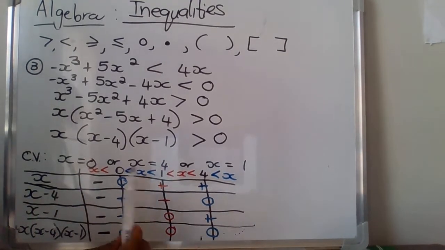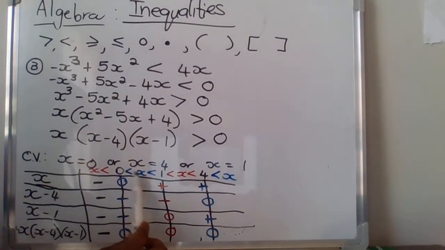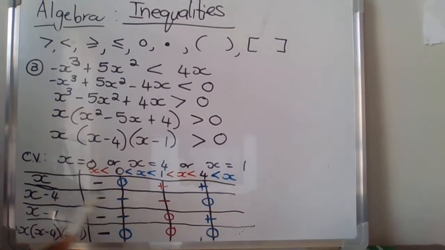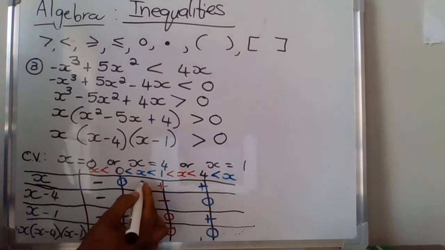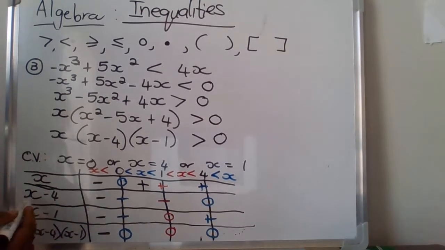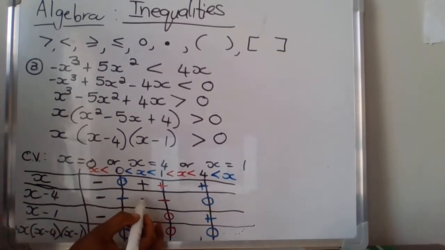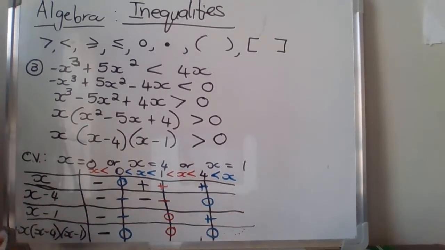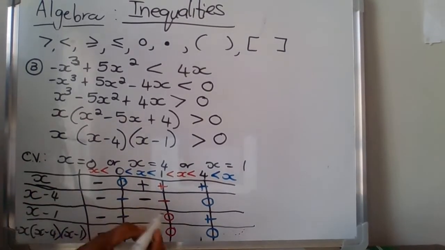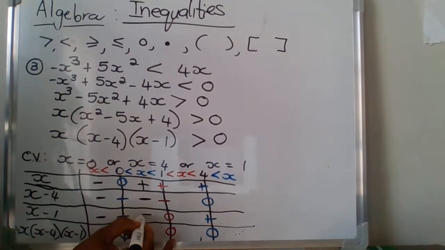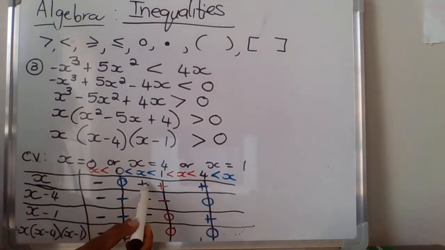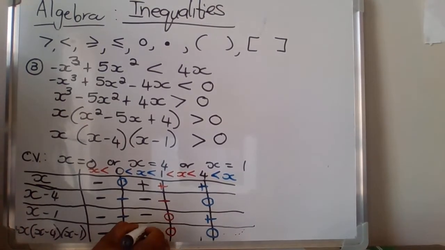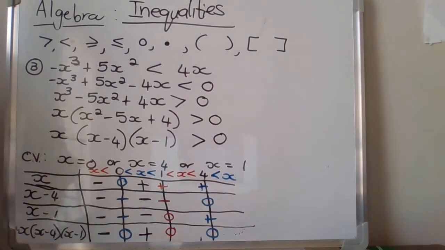Okay, so when x lies between 0 and 1, let's choose a half. So x is a half, that's a positive value. When x is a half here, you get a negative 3.5. When x is a half here, you get negative a half. So that's also a negative value. Then we have a positive times a negative times a negative, which gives me a positive value.